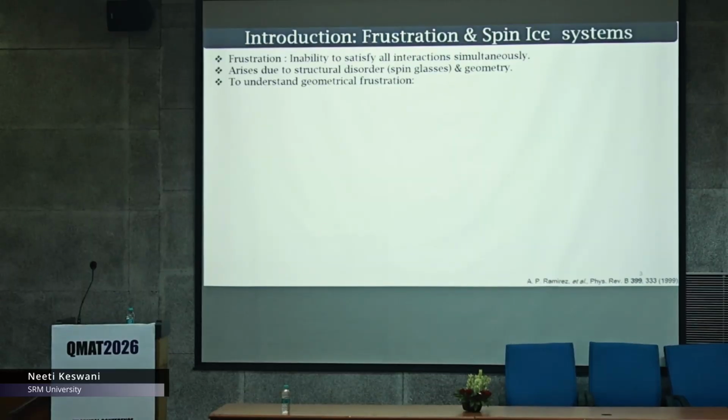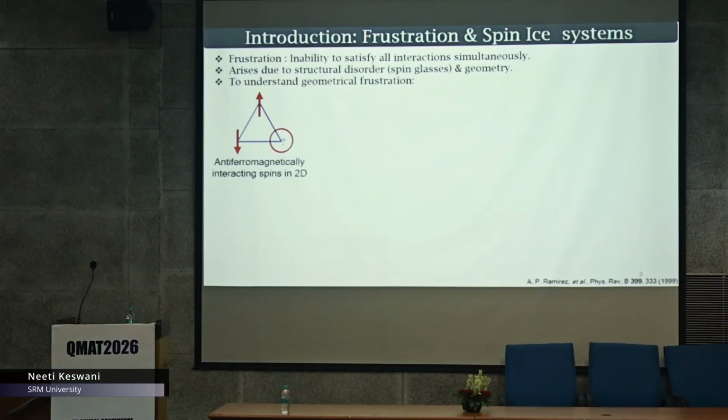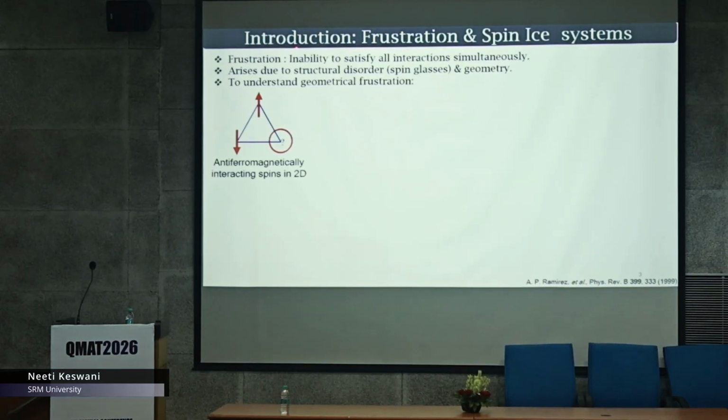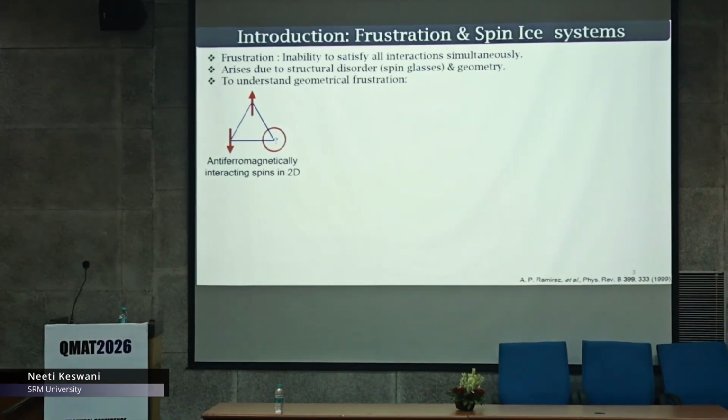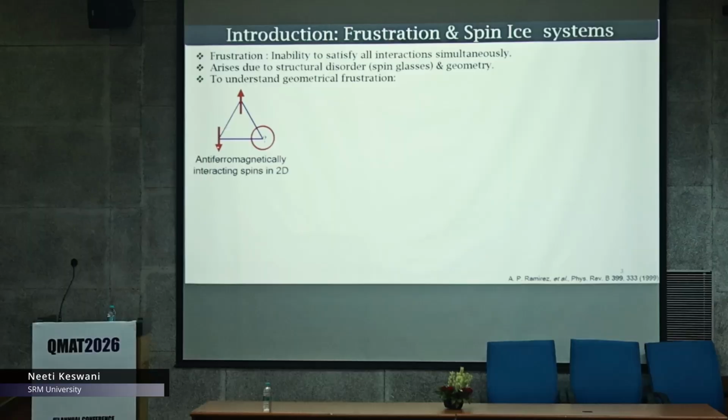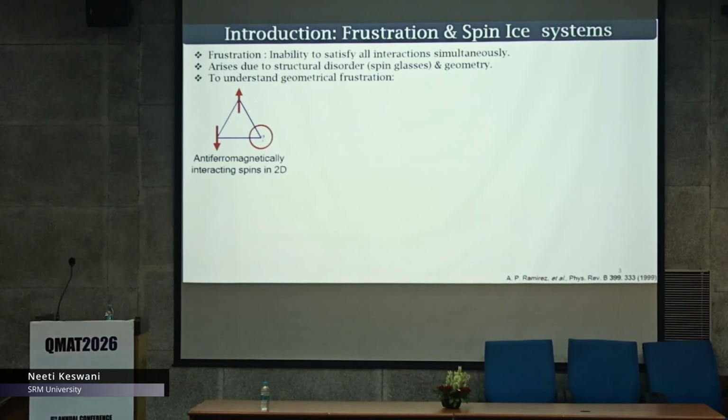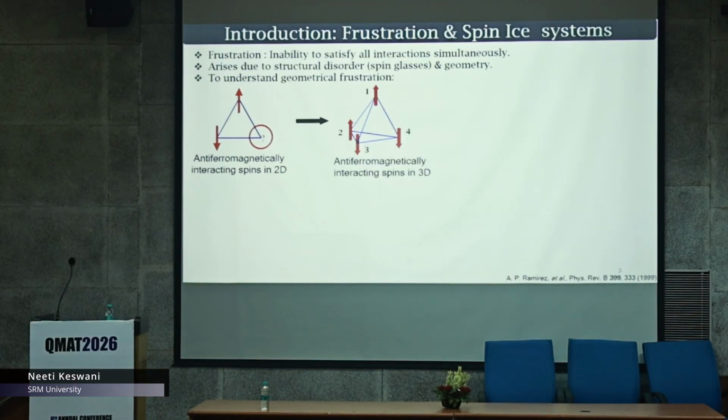To understand geometrical frustration, we will first consider antiferromagnetically interacting spins in 2D. If you see this third spin, it's always in a confusion state whether to align antiferromagnetically with this spin or this spin. So the energy is never minimized. We move to 3D structures, with antiferromagnetically interacting spins, and again the third and the fourth are now ferromagnetically aligned. So this system won't have a minimum energy state. Different microstates would be possible.